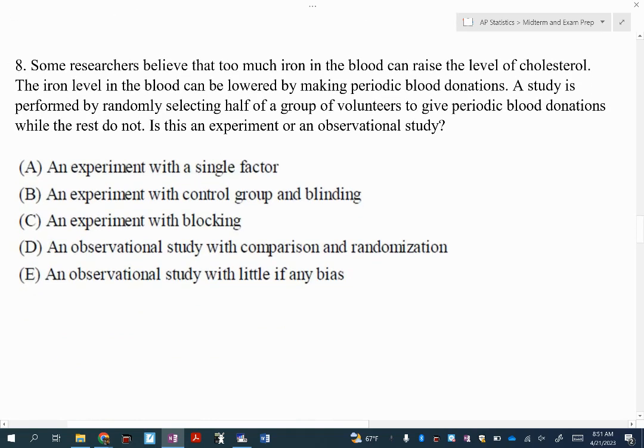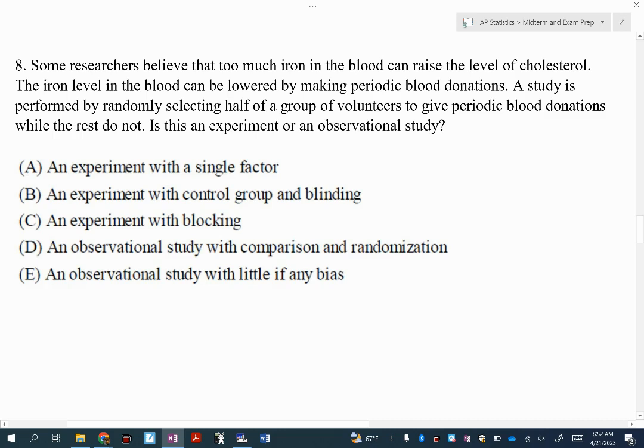Number 8. Some researchers believe that too much iron in the blood can raise the level of cholesterol. The iron level in the blood can be lowered by making periodic blood donations. A study is performed by randomly selecting half of a group of volunteers to give periodic blood donations while the rest do not. Is this an experiment or an observational study?